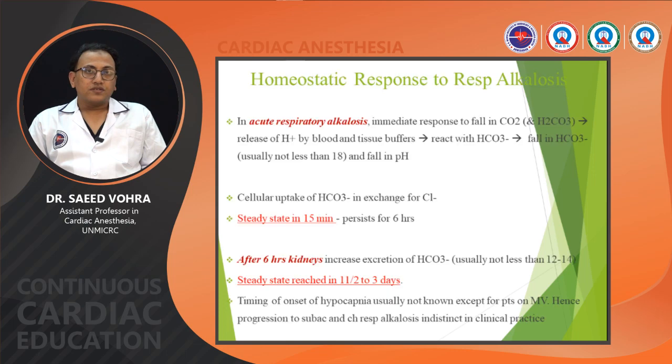Now respiratory alkalosis. How does the body respond to respiratory alkalosis? In acute respiratory alkalosis, the immediate response to the fall in CO2 and H2CO3 is release of H plus by the blood and tissue buffers, which reacts with bicarbonate, so there is a fall in bicarbonate level and a fall in pH. Cellular uptake of bicarbonate in exchange for chloride occurs, and the steady state is reached in 15 minutes and persists for 6 hours. After 6 hours, the kidney begins to excrete bicarbonate. The steady state is reached in 1.5 to 3 days.